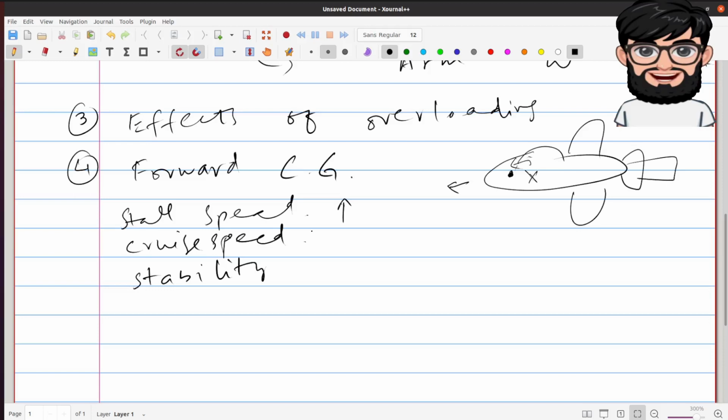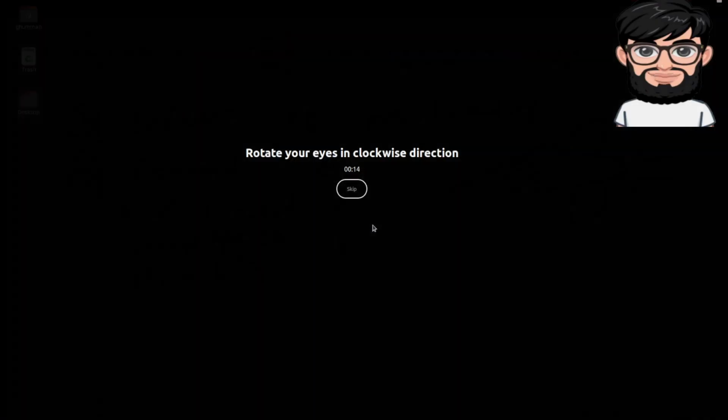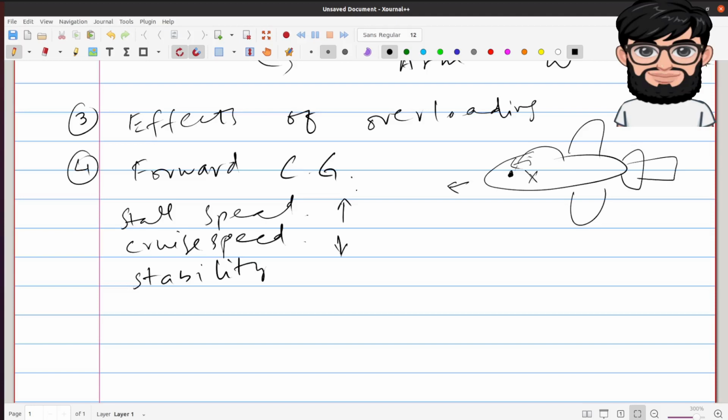It's gonna make the stall speed higher. Okay, and the cruise speed is gonna decrease, because the angle of attack is not less now, it's already pointing downward, so it's gonna become slower cruise speeds. And stability, the plane is gonna be very stable, right? It's gonna have a lot of longitudinal stability.